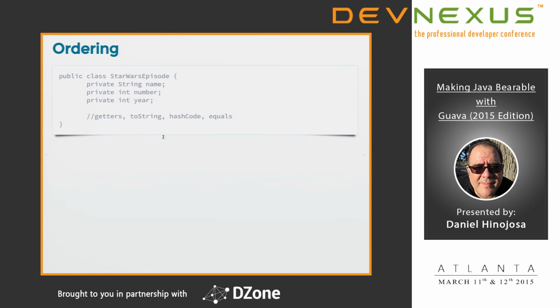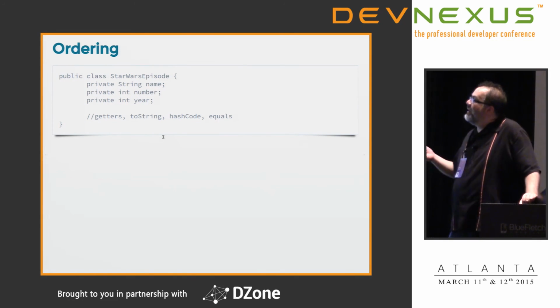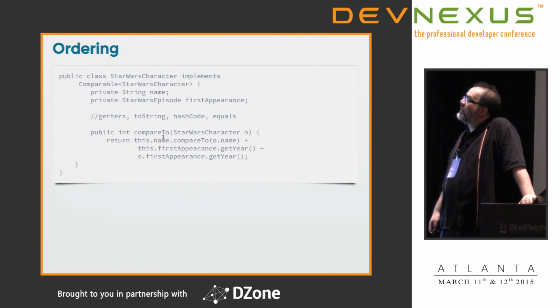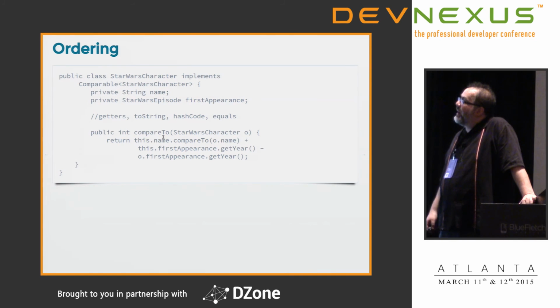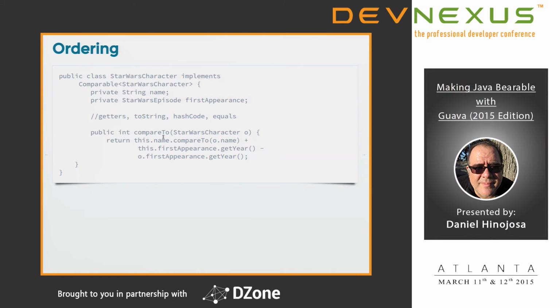All right, so I have a StarWarsEpisode with name, number, and year. Of course, I have the getters, toString, and hashCode. All this is set up right now. And I have a Comparable. Now, difference between Comparable and Comparator. Comparable means that you have to implement a compareTo. This is called a natural ordering. So what's the natural ordering of a Star Wars character?